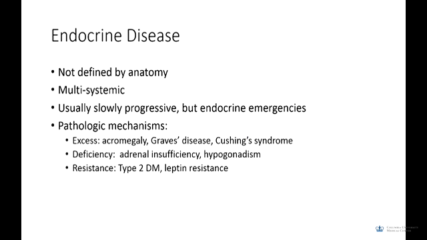And it tends to be multisystemic. And it's usually slowly progressive, but we sometimes have endocrine emergencies. It is not the night before the exam, but for example, there are thyroid storms or diabetic ketoacidosis, right? And the pathology seems really simple, that it is either excess, deficiency, or resistance, but we will learn a lot more about specific hormones.